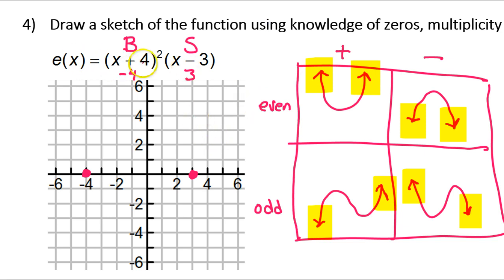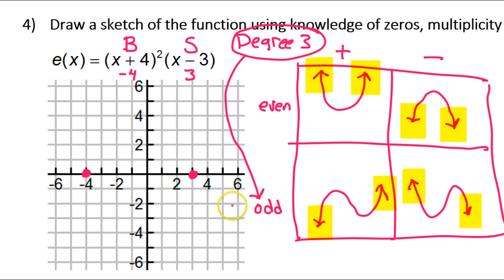So, question is, what's the degree of this polynomial that's written here in factored form? Well, there's two of these and one of these. So that means that the degree is 3. All right, two of these, one of these, that's degree 3. So when I talk about degree 3, I'm talking about odd. So it should have end behavior like this.